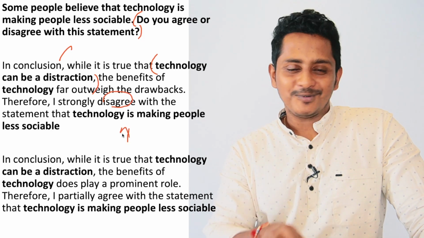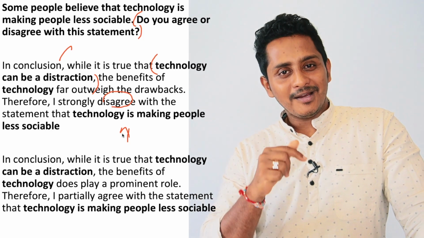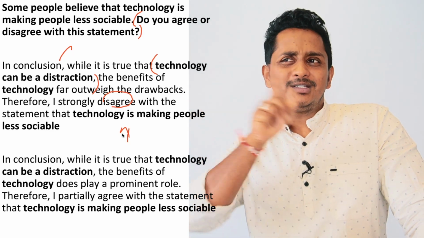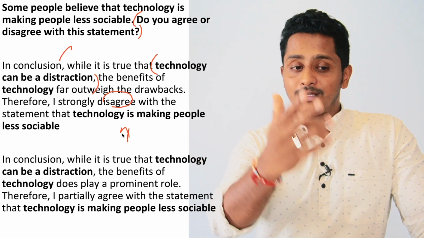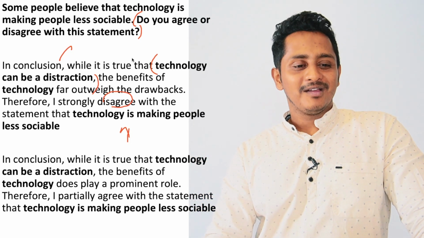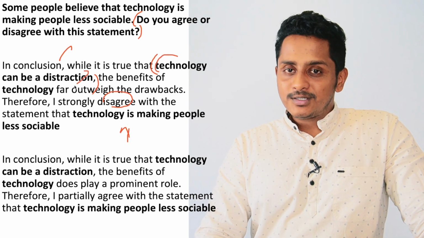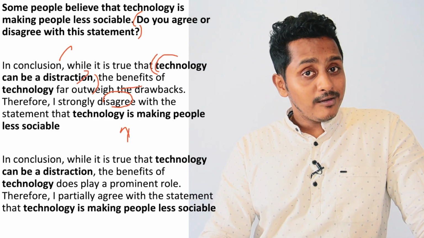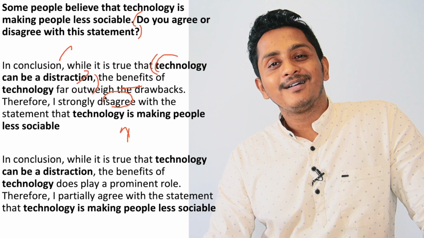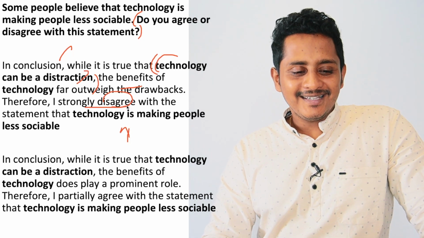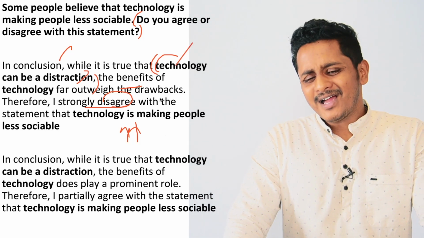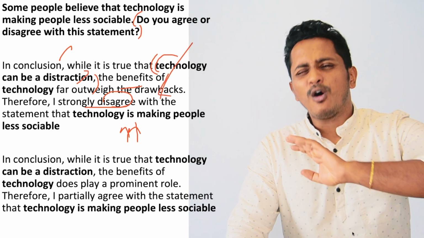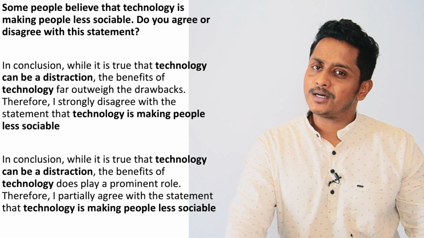Some logic you need to put here. The structure will remain the same. While it is true that technology can be really bad, it still has a lot of benefits. So, I disagree that technology is making people less sociable. So, here you write about a problem, here you say the benefits will outweigh, therefore it is not bad. I disagree that it is bad, that it is making people less sociable. Just try out different questions for all the essay types of agree, disagree or partial agreement.